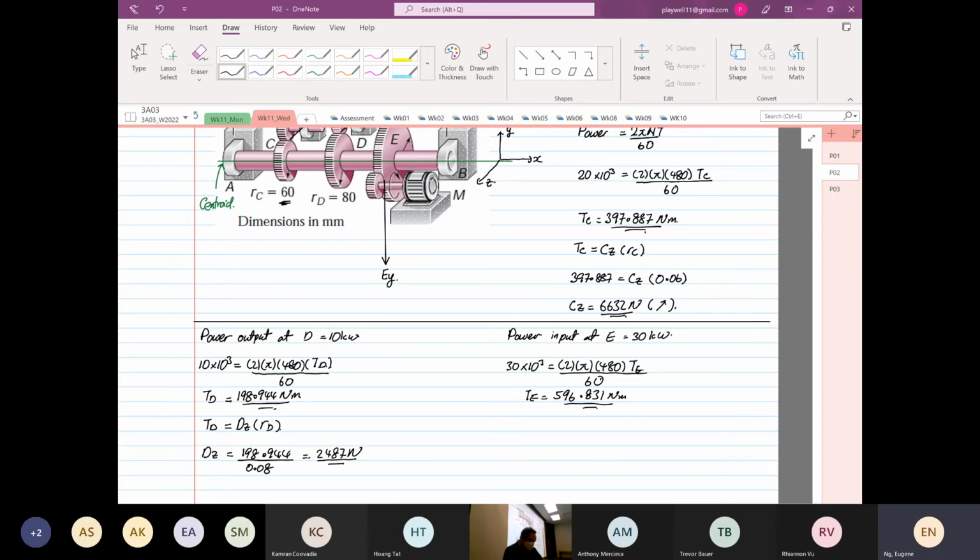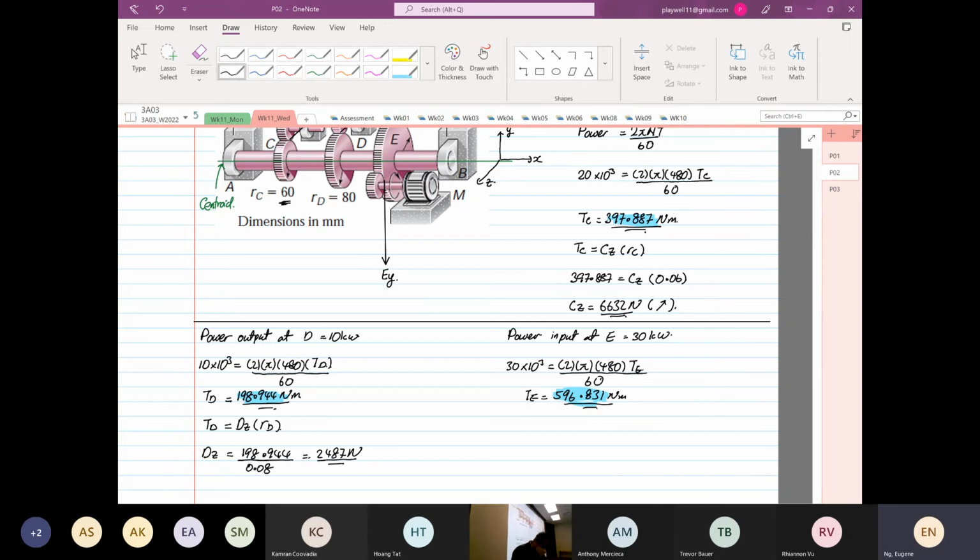So a good relationship to find is power input must be equal to what? Power output, right? So if you have to check your answer, if you add these two, 198.994 plus 379.887, it should be equal to what? 196 point what? 883. Okay.